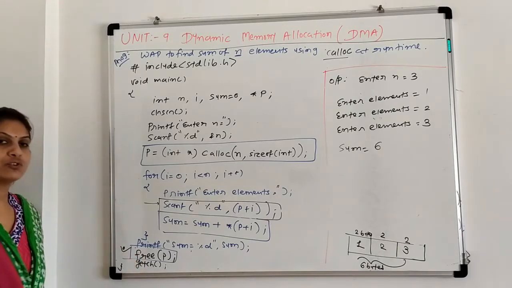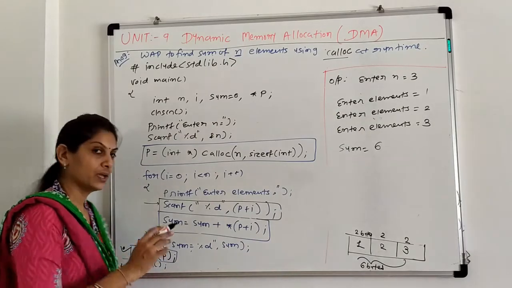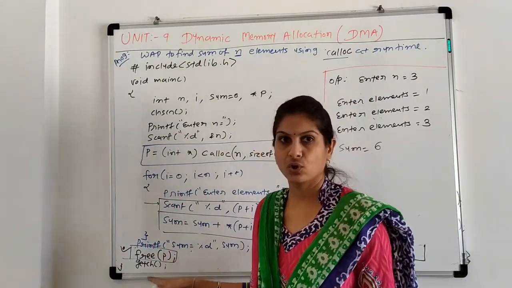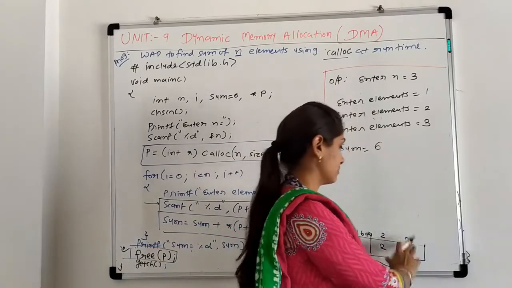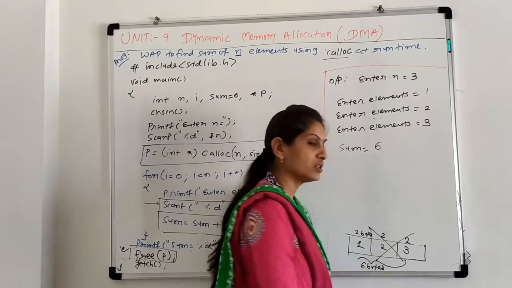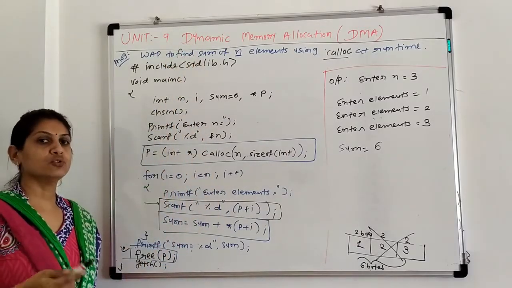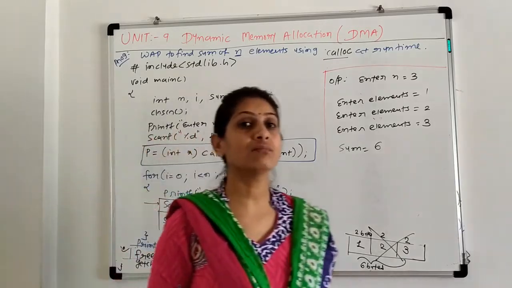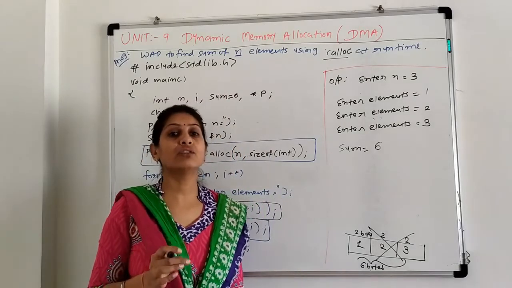Again, we are using free. Now what is the use of this free function? This free function frees the memory that was previously allocated. If you have not written this statement free, then what happens? This memory stays in storage and is not destroyed. So whenever you are using dynamic memory allocation, you must free that memory, because dynamic memory allocation is nothing but it allocates memory and it releases the unwanted memory.